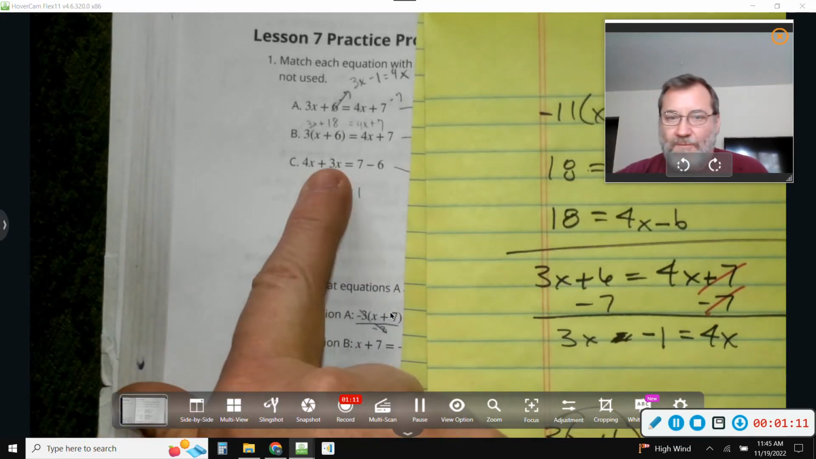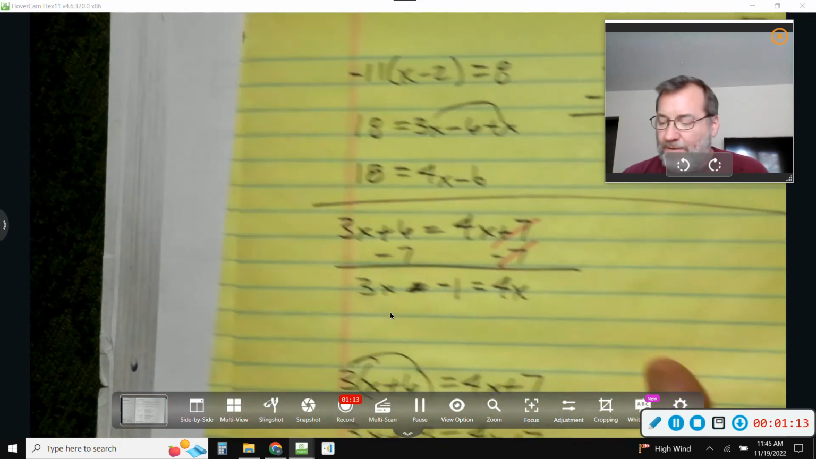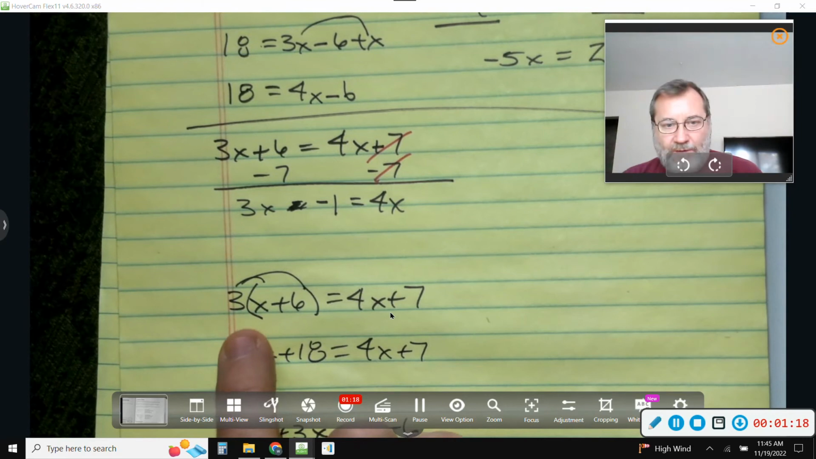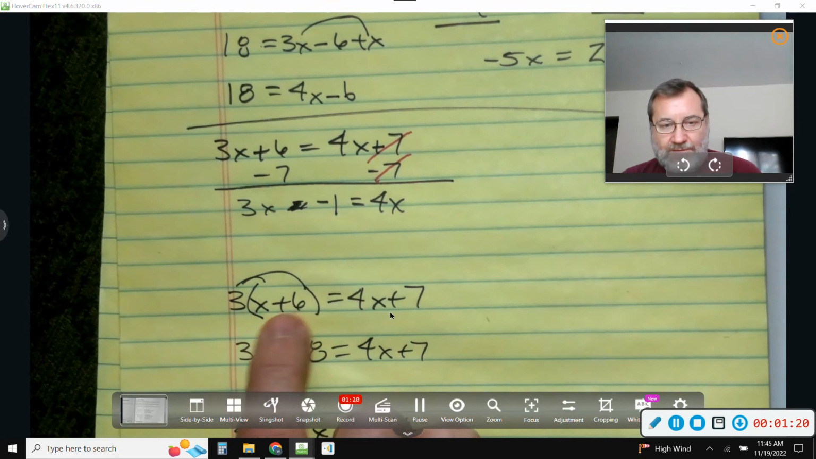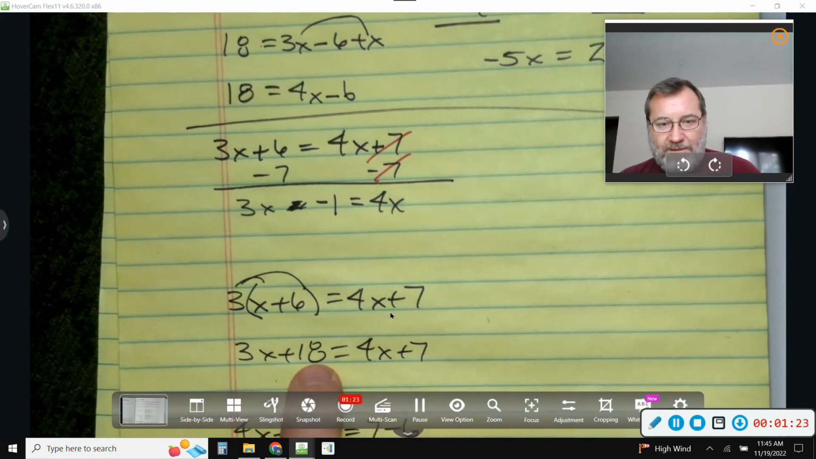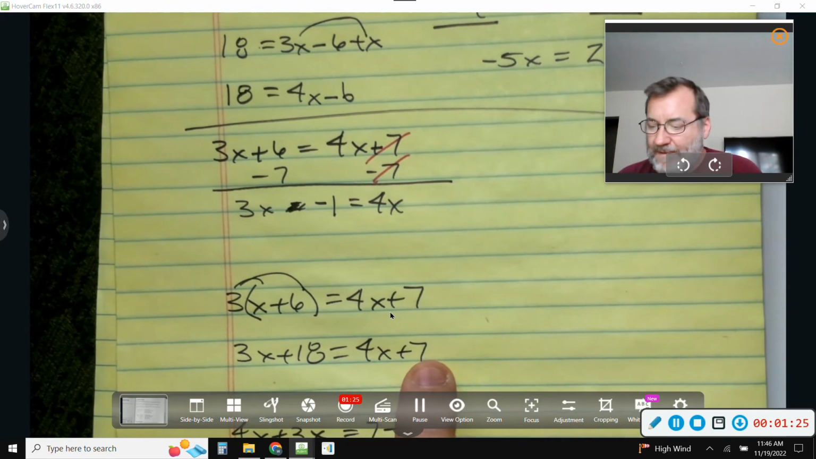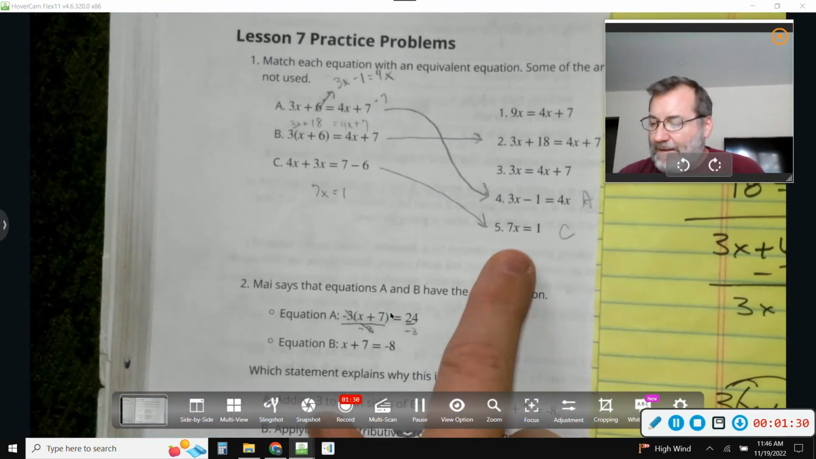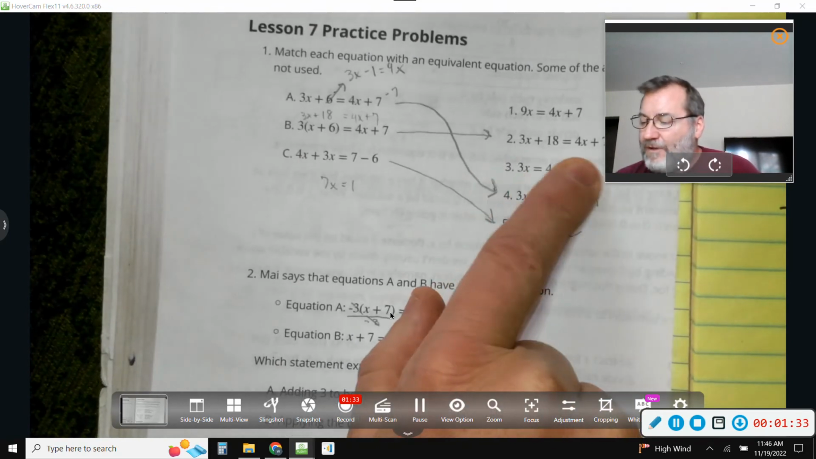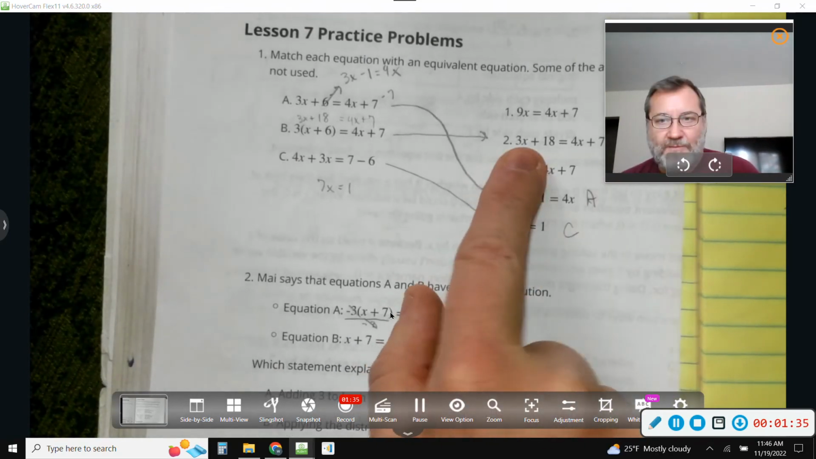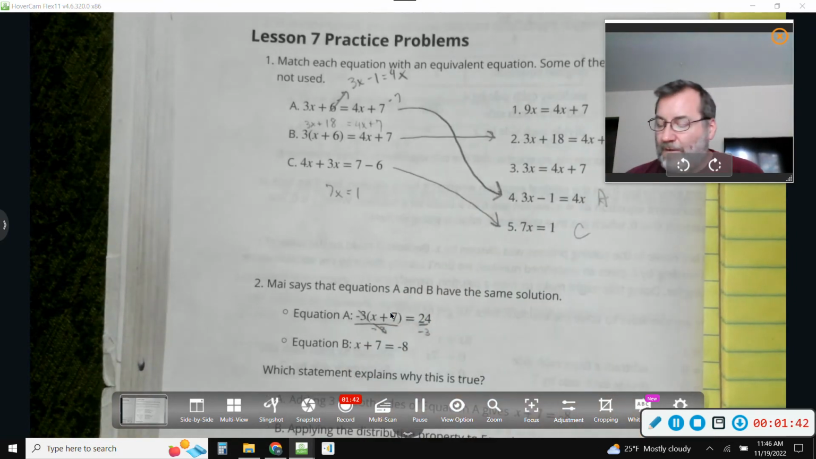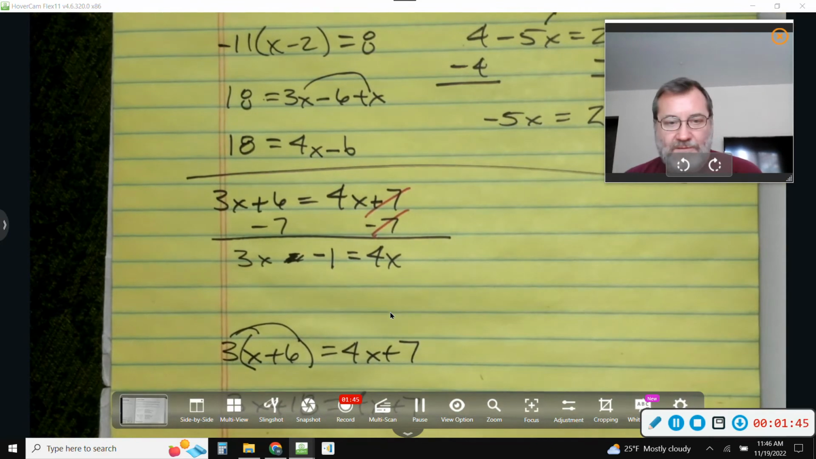And your second one here, we're going to use the distribution property, and distribute 3 over addition and subtraction right here. So we'll get 3x plus 18 equals 4x plus 7. And then at that point, we start looking over on the other side, and it transfers and maps right over to this one. It's exactly what we've been getting so far. So letter B maps over to number 2, and then on C we have this one.